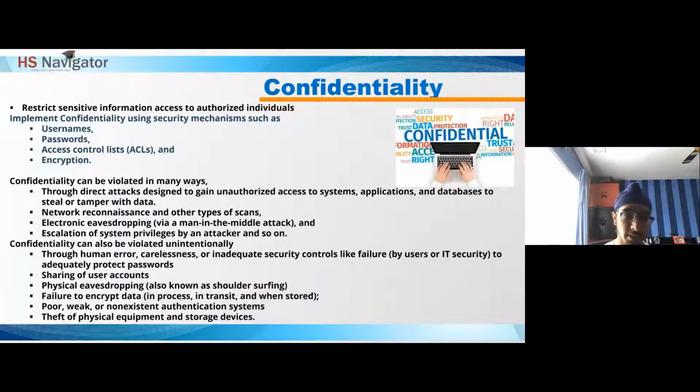Again, failure to encrypt data, poor, weak, or non-existent authentication systems, like poor security, and someone can actually physically steal your equipment, on accident or not. Like if you have an encrypted hard drive or a laptop, they can actually just take the laptop or the hard drive from you, and that's again a violation of confidentiality that you really wouldn't think about when you think about cybersecurity.